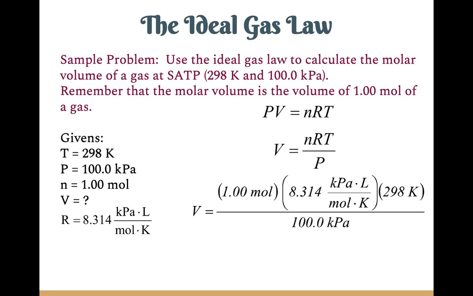And you just substitute in all the values. When you do carry all the units in your calculation, you'll notice moles will cancel, kilopascals will cancel, Kelvin will cancel, and you're left with liters, which is what you want because you're trying to find volume. So when you do that, you get an answer of 24.8 liters, which you might recognize because in our lesson on molar volume, we talked about the fact that the molar volume of any gas at SATP is 24.8 liters. So this is another way that we can calculate that number.